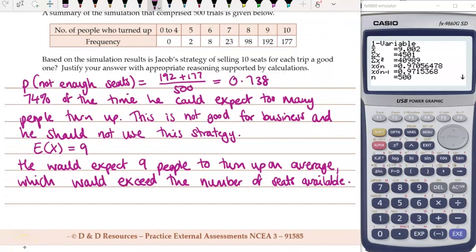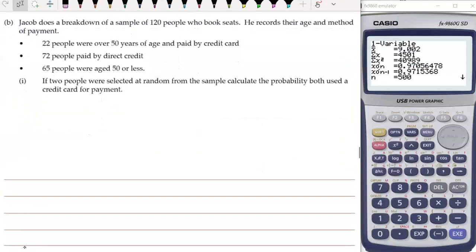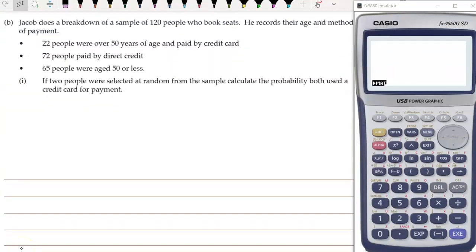So that would exceed the number of seats he's got available by a whole person. It's not just a little bit over 8. So it's not a good method to use. For this information here, we've got two types of information: their age and how they paid. So we can pop this into a two-way table.